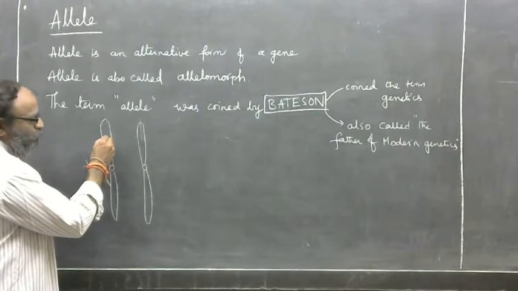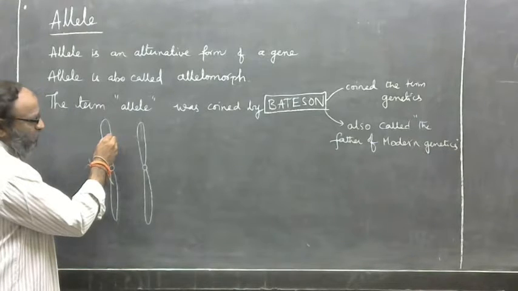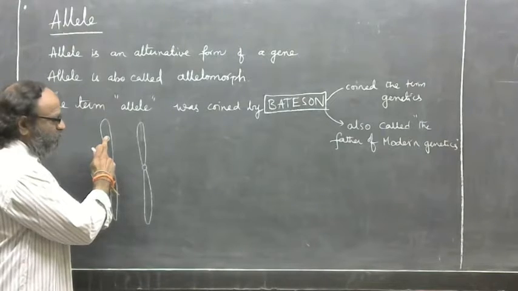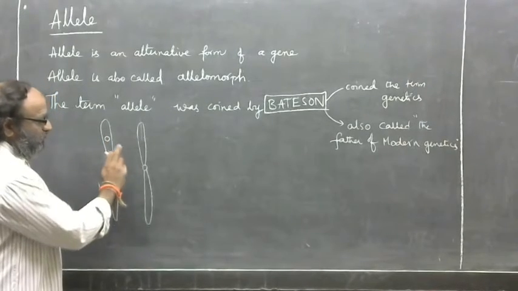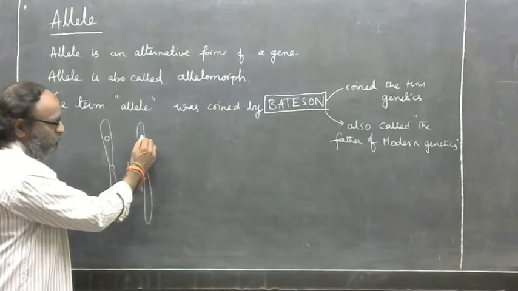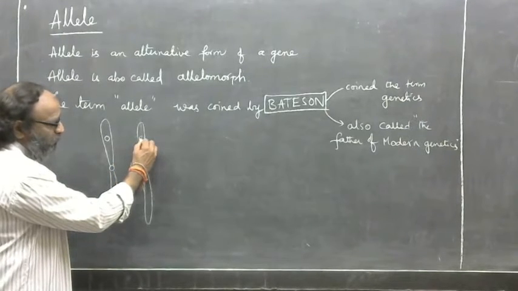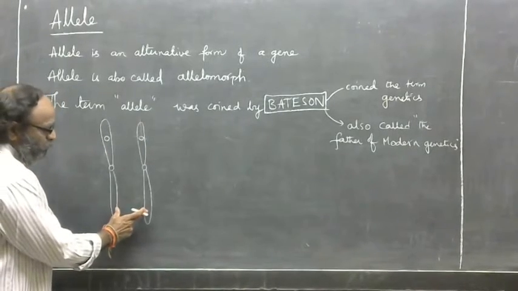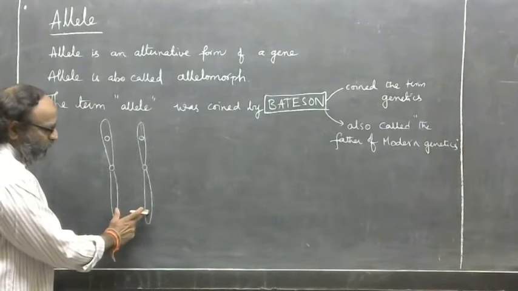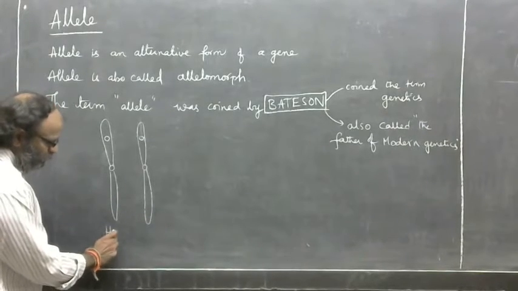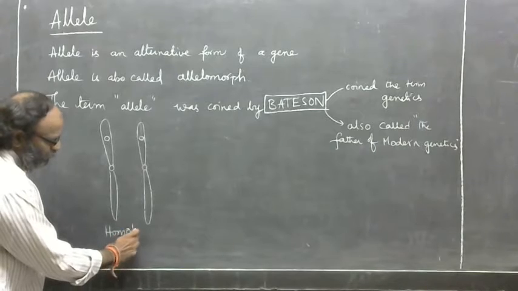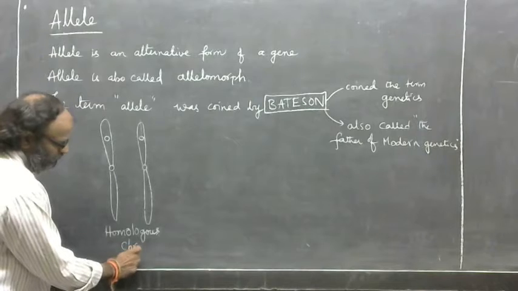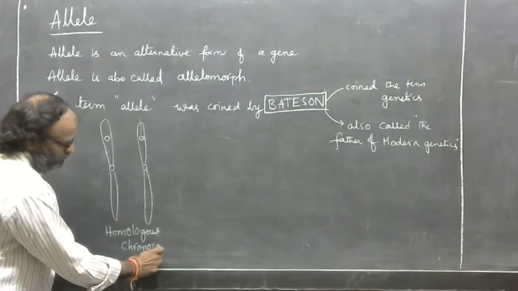I will take this as a locus. Locus is the point at which the gene is located. And this is also a locus at which the gene is located. And these two chromosomes are morphologically similar. Therefore, these chromosomes are homologous chromosomes.